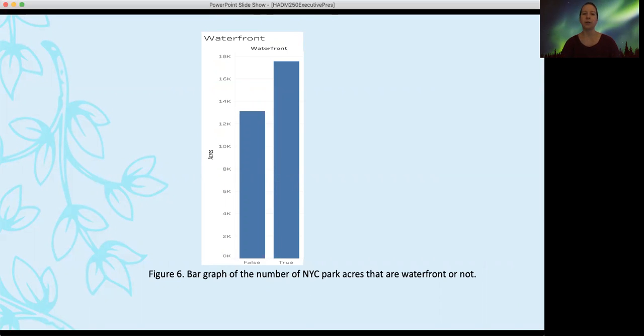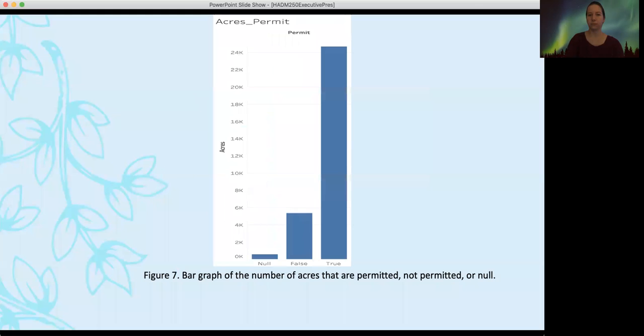17,557 acres of New York City parks are waterfront properties, and the remaining 13,115 acres of New York City park properties are not. The number of acres that are permitted are 24,707. Not permitted are 5,372, and 593 acres are null.